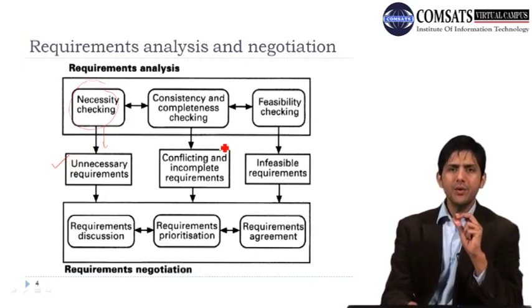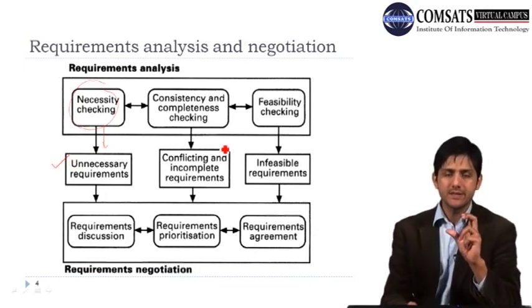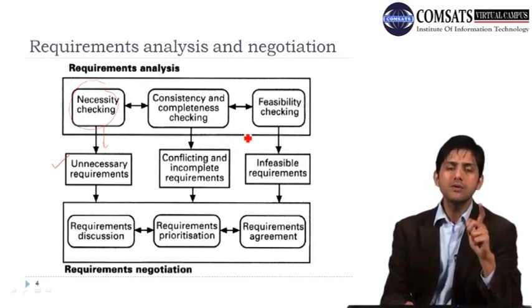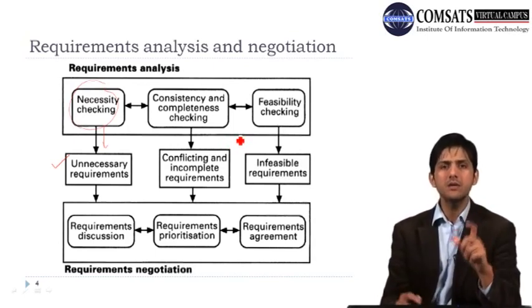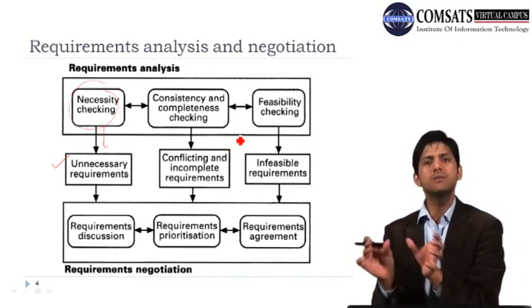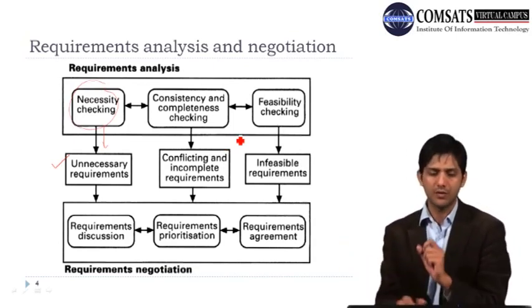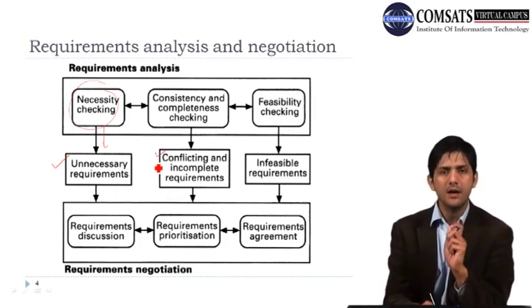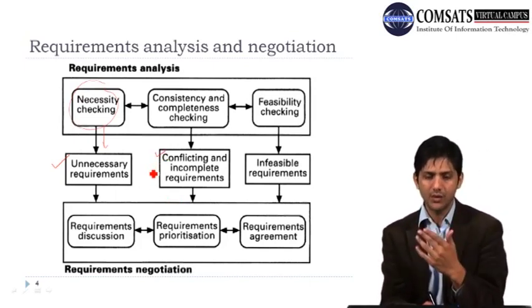The second check that we are going to do is for consistency and completeness. We want to identify all those requirements which are incomplete and which are not consistent with each other. So we need to identify all the contradictions between different requirement statements that we have gathered from different stakeholders. So that's the second sort of problematical requirements that we are going to identify.